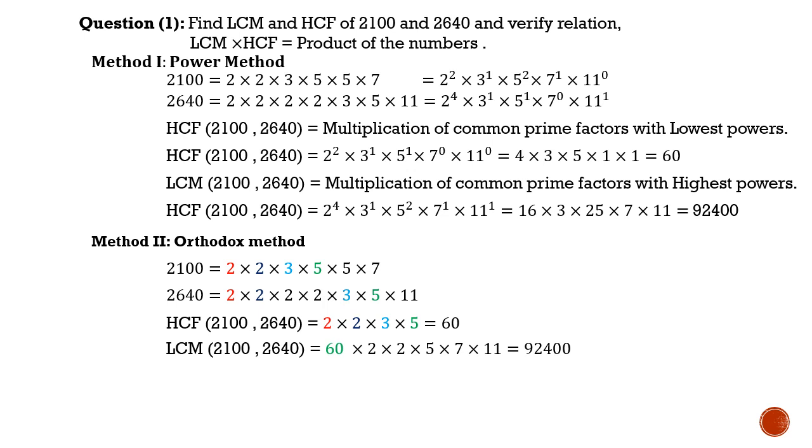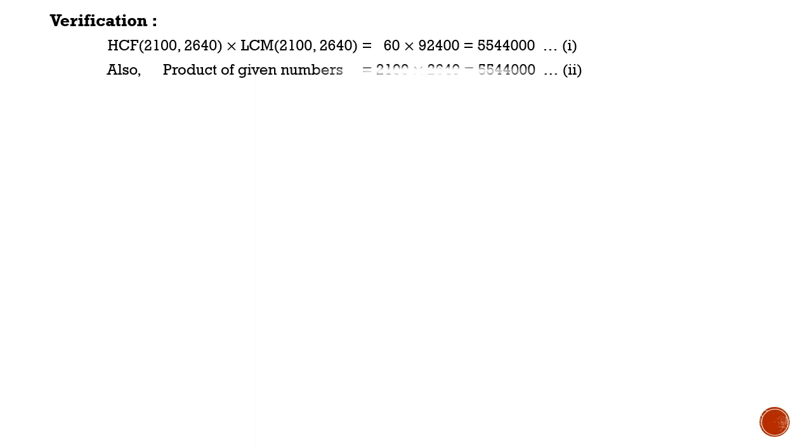Now the remaining part of this question is to verify the relation LCM into HCF is equal to the product of numbers. To verify this, first of all, let us find the multiplication of HCF and LCM of 2100 and 2640. HCF is 60, LCM is 92,400. This multiplication gives us 55,44,000. Then let us multiply the given numbers. The product of the given numbers, that is 2100 into 2640, will also give us 55,44,000.